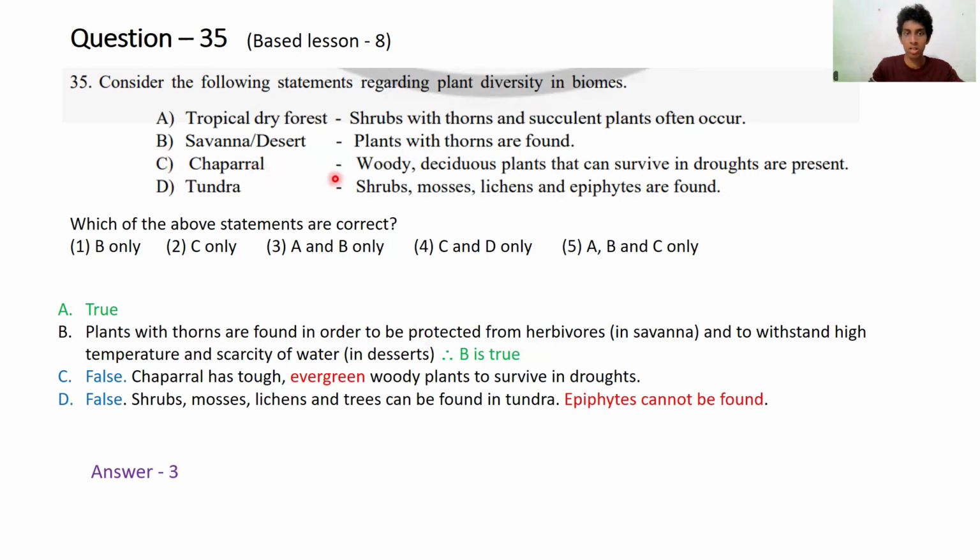C, chaparral. Woody deciduous plants that can survive in droughts are present. That is false because chaparral has tough evergreen woody plants to survive in droughts, not deciduous plants. D. Tundra. Shrubs, mosses, lichens, and epiphytes are found. That is false. Shrubs, mosses, lichens, and trees can be found in tundra. Epiphytes cannot be found in tundra. Therefore, D is false. So then only A and B are correct. So the correct answer is the third one.